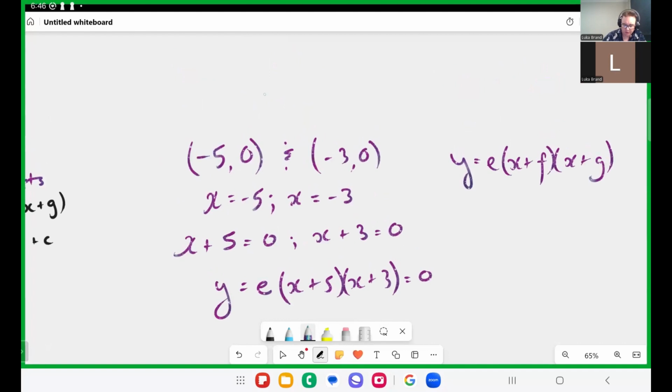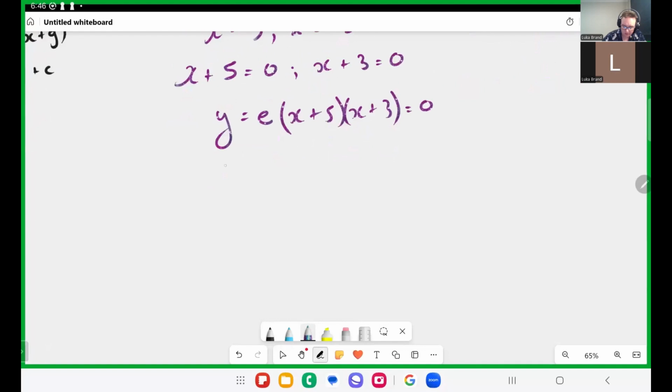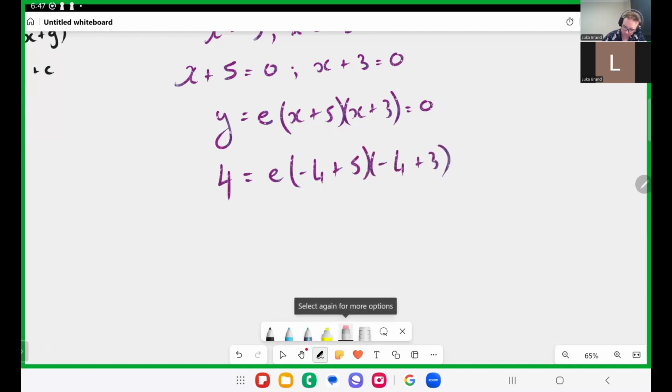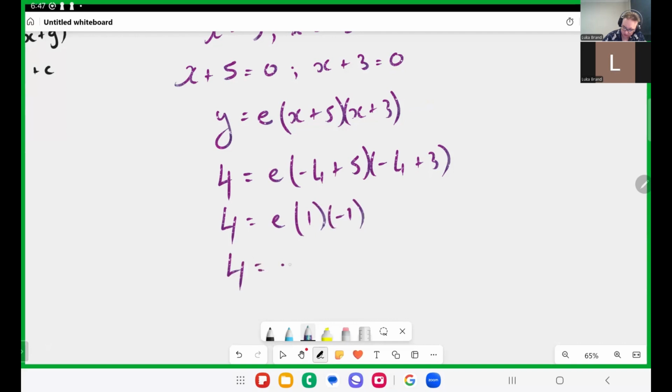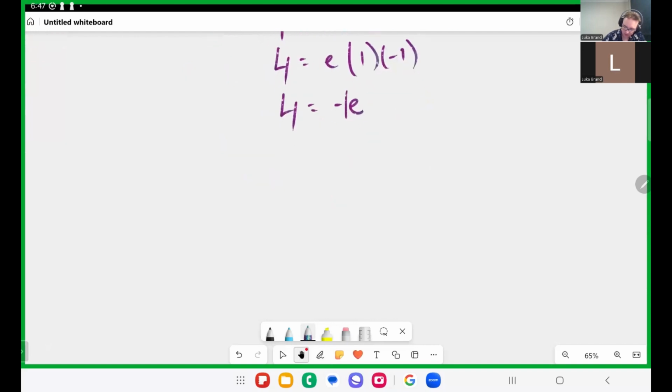I also have the vertex, which is negative 4, comma 4. Now I'm going to plug that into the equation. 4 equals e(negative 4 plus 5)(negative 4 plus 3). Negative 4 plus 5 is 1. Negative 4 plus 3 is negative 1. Which means then that 4 equals negative 1e. Doing the opposite on the other side, e equals negative 4.